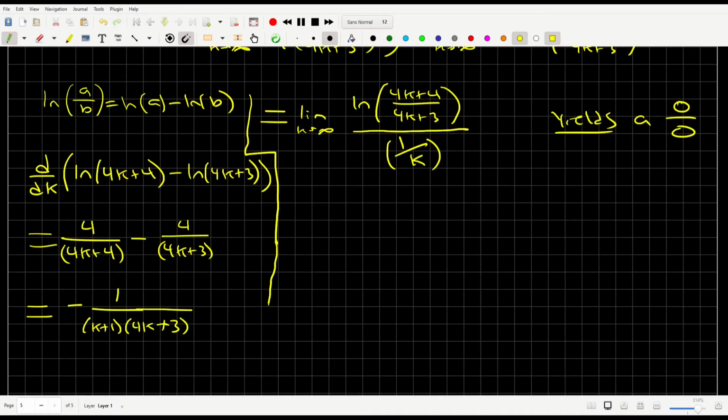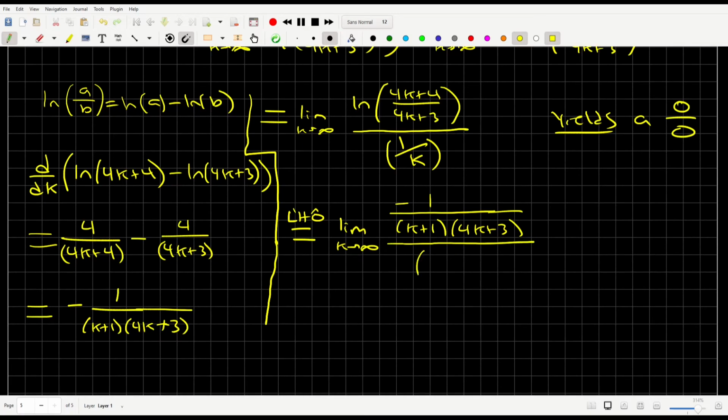And so this is just explaining something that we need here, to get the derivative of this numerator with respect to k in order to apply L'Hopital's rule correctly. So the derivative of this numerator is going to be negative 1 over (k plus 1) times (4k plus 3), and this is divided by the derivative of 1 over k, which is negative 1 over k squared.